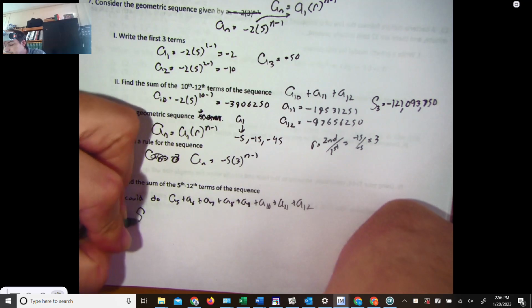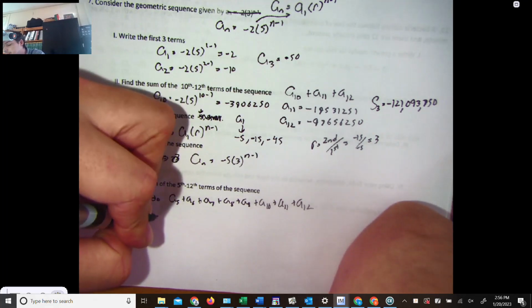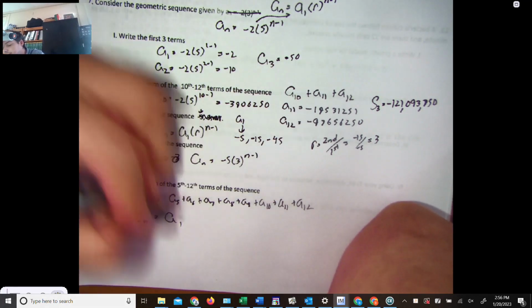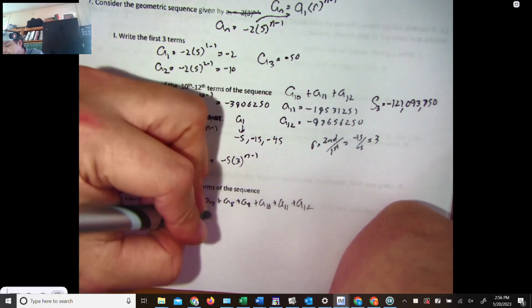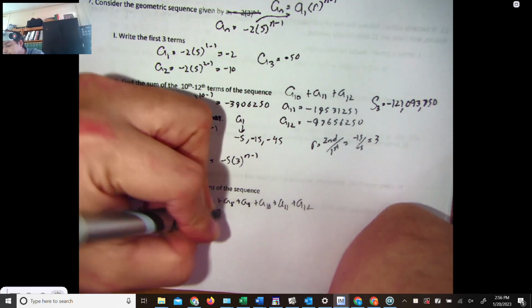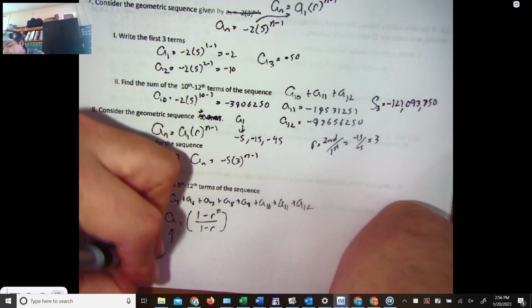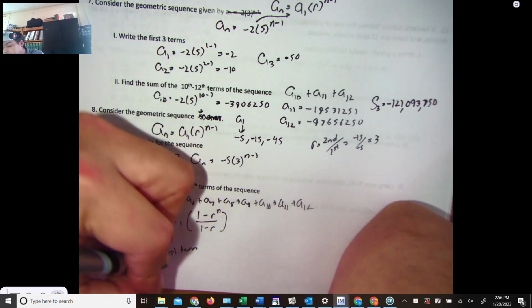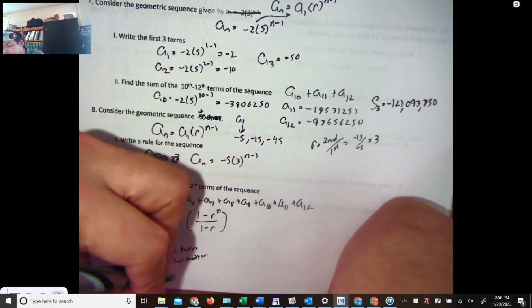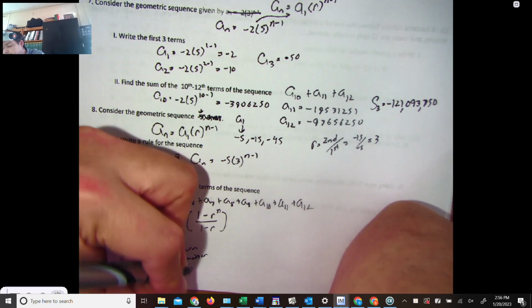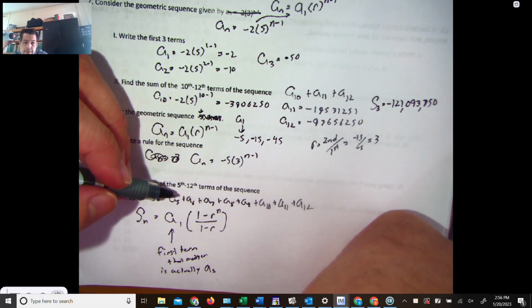And for a geometric sequence, this formula is also given to us by Gauss, the one that gave us the last funny looking one. The sum of n things is a sub 1, which is kind of special on this one, times 1 minus r to the n over 1 minus r. This is the first term that matters. And the first term that matters is actually a sub 5, because that's where this thing starts, okay?